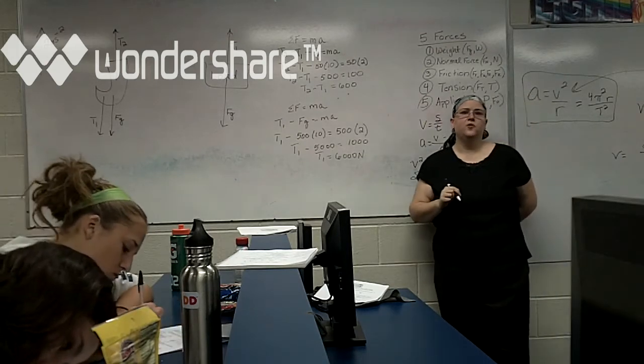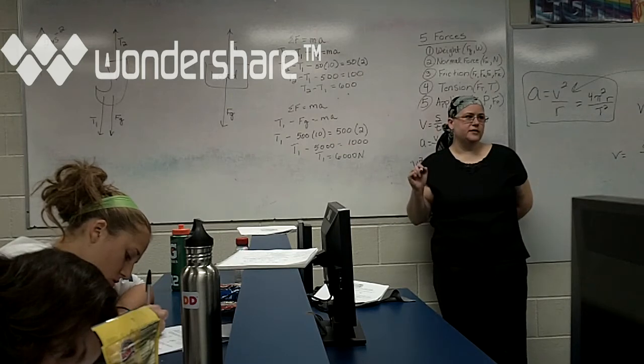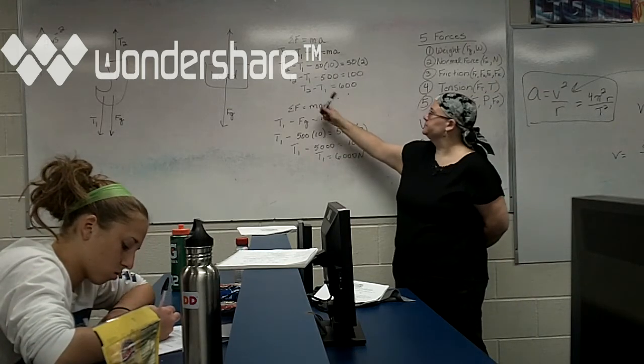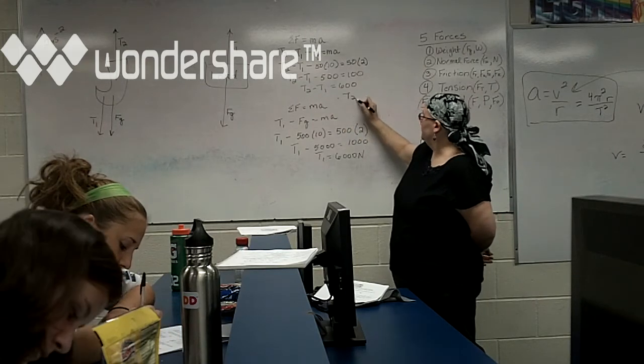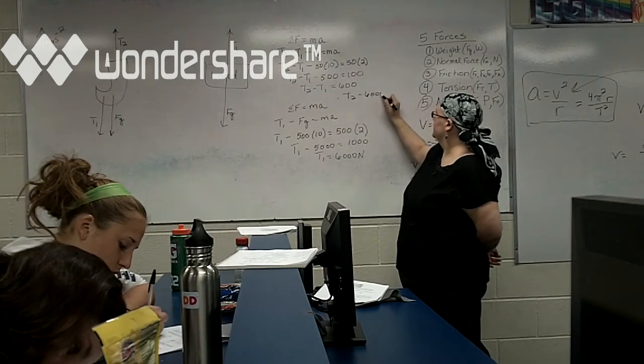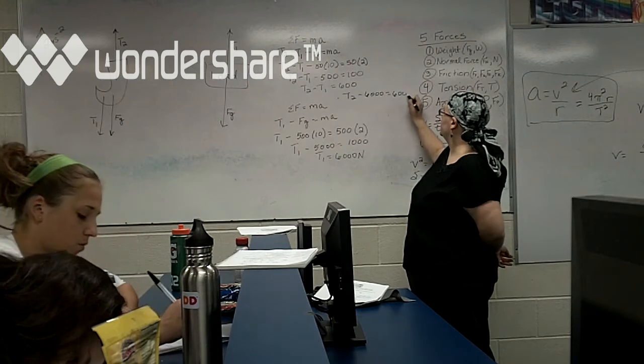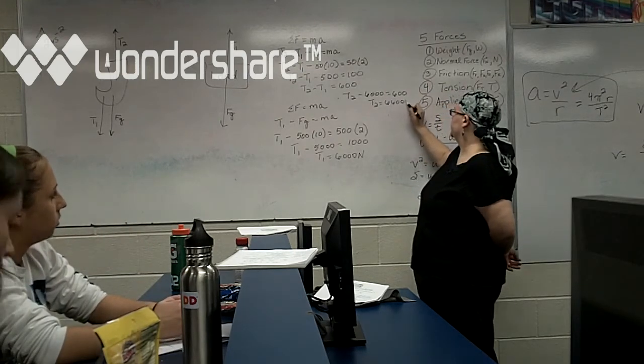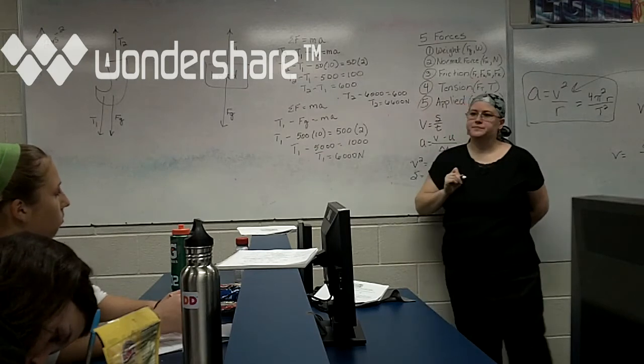Now that I know what T1 is, I can find what T2 is. All I have to do is take this and plug it back in. So T2 minus 6,000 is equal to 600. So T2 is 6,600 newtons.